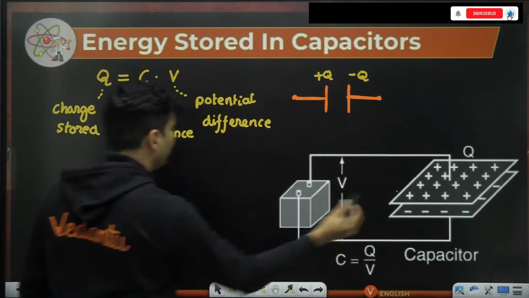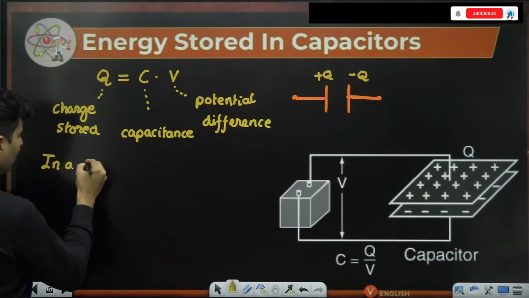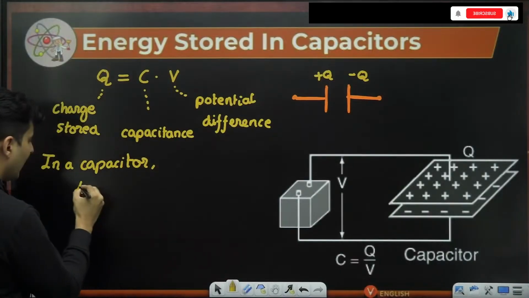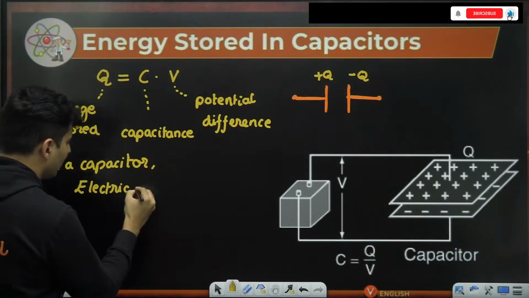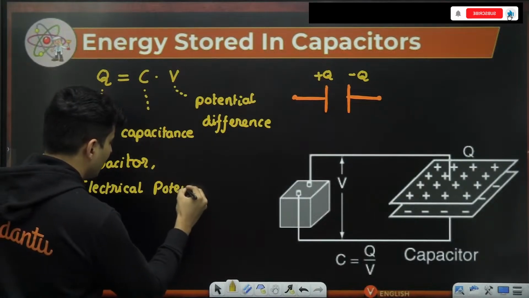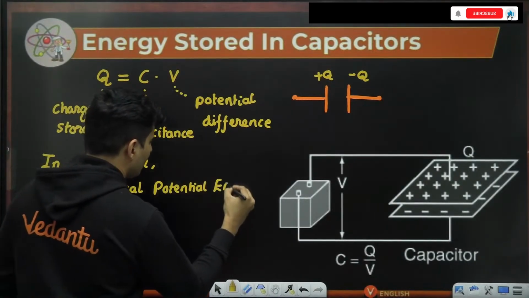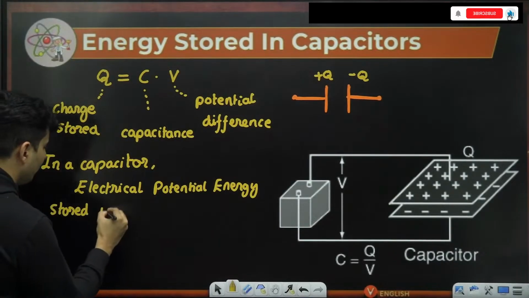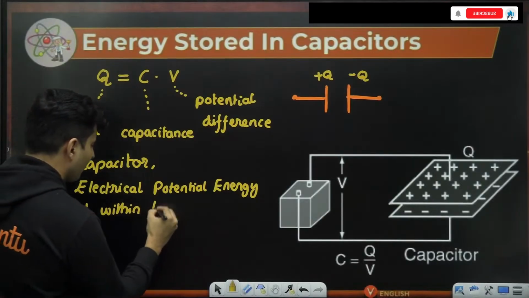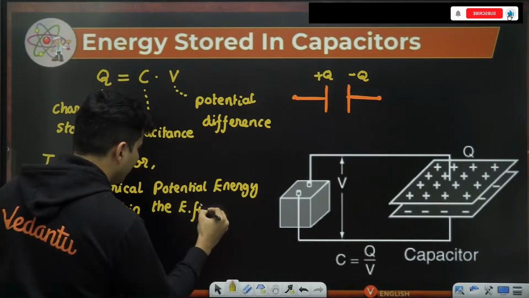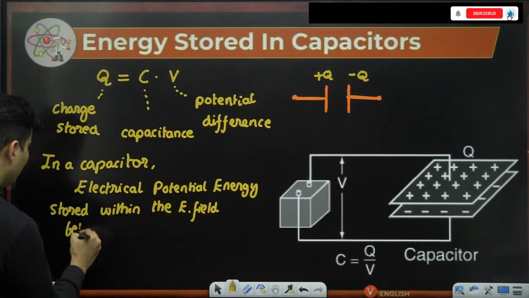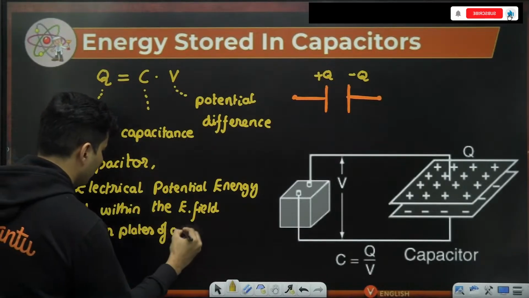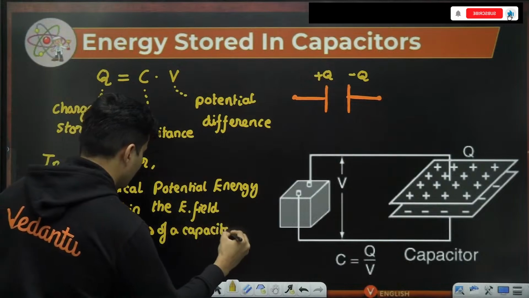So in a capacitor, there is electrical potential energy which is stored within the electric field between the plates of a capacitor.